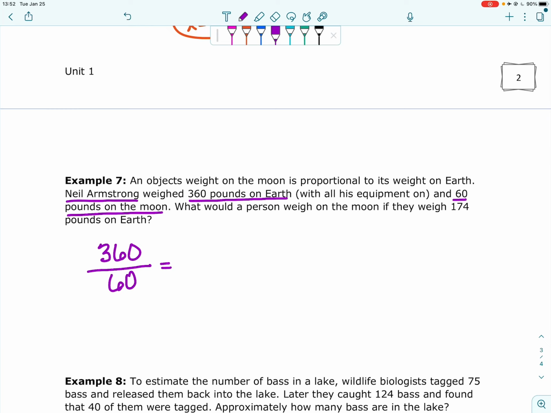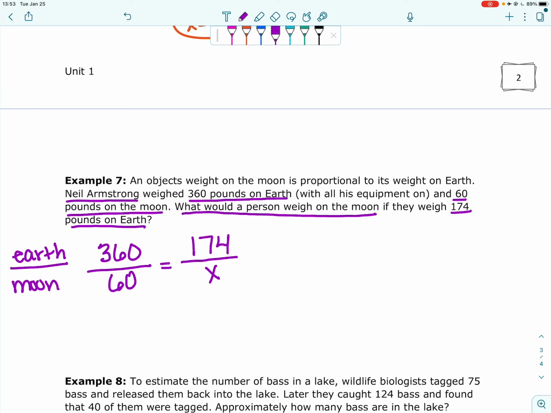What would a person weigh on the moon if they weigh 174 pounds on Earth? So this second person that we have, we know how much they weigh on Earth, and the Earth weight went on top, right? So I put the Earth weight on top, and I put the moon weight on the bottom. What we don't know is how much they would weigh on the moon. That's what it's asking us to find. What would a person weigh on the moon? That's our unknown. That's our x.